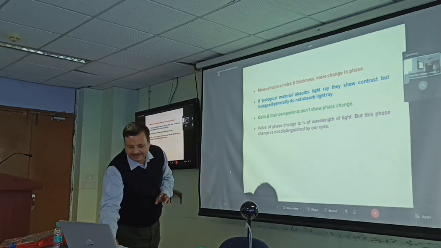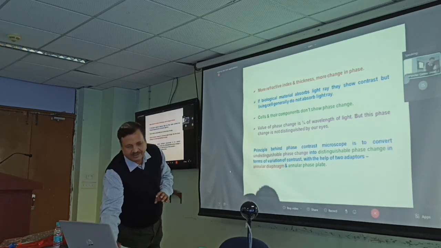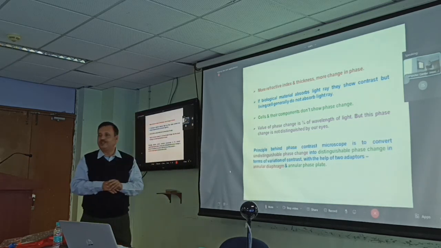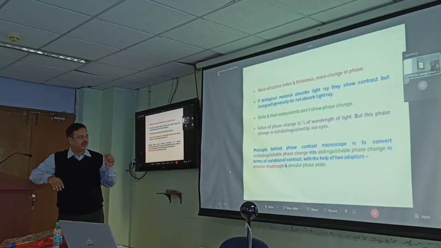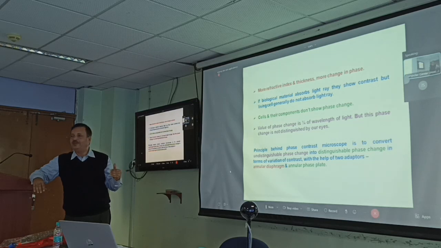So what is the physics behind that? The principle behind the phase contrast microscope is to convert undistinguishable phase change, which we cannot notice through our eyes, into distinguishable variation of contrast, with the help of two adapters: one we call the annular diaphragm, and another the annular phase plate.